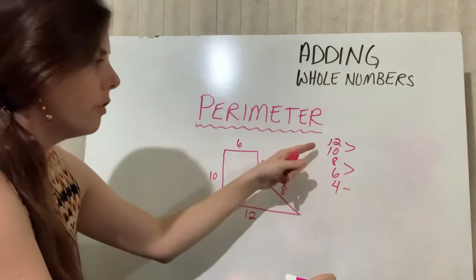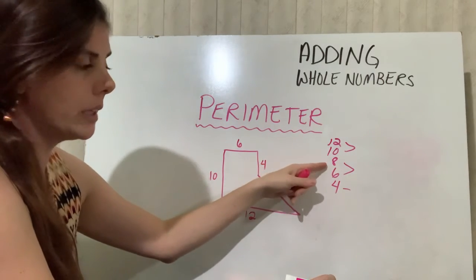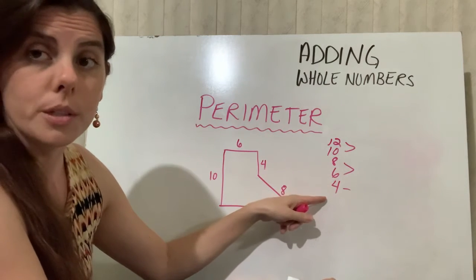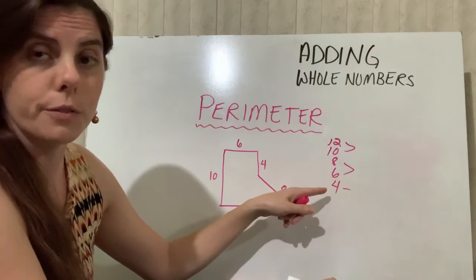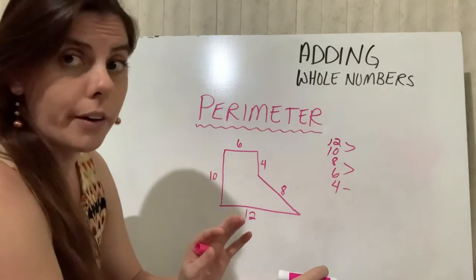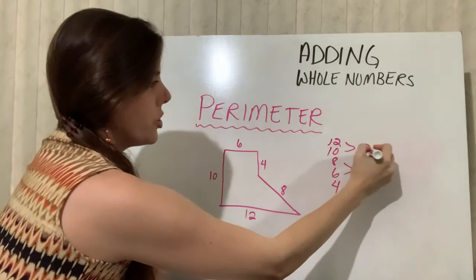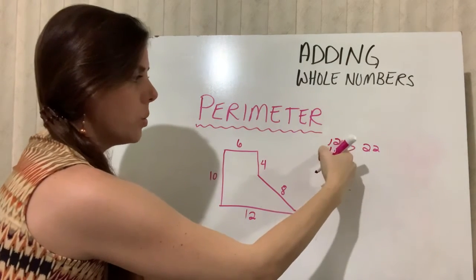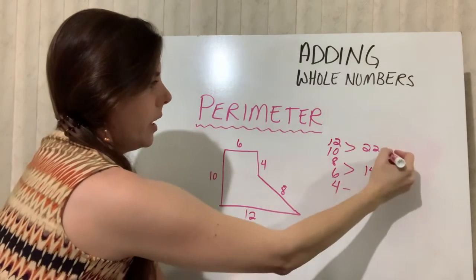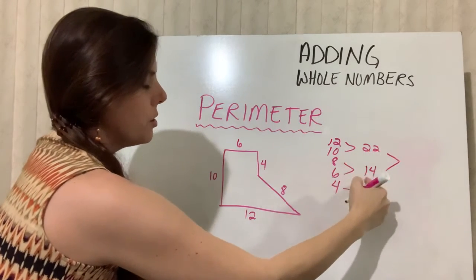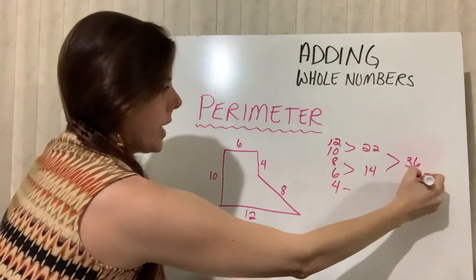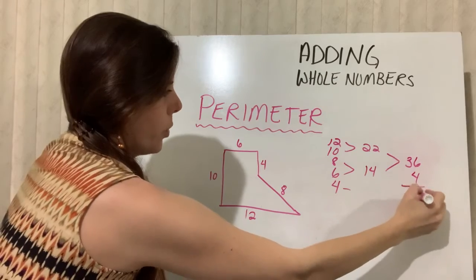12 plus 10 is 22, 22 plus 8 is 30, 30 plus 6 is 36, and then 36 plus 4 is 40. So you could do that, and that would be fine. Another way to do it is just add the top two numbers. 12 plus 10 is 22, 8 plus 6 is 14, and then bring those over. 22 plus 14 is going to be 36, and then just add 4 to that, which would equal 40.